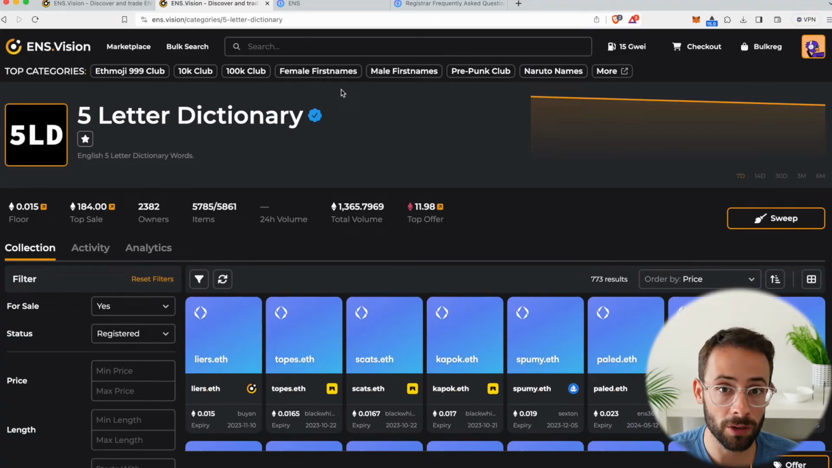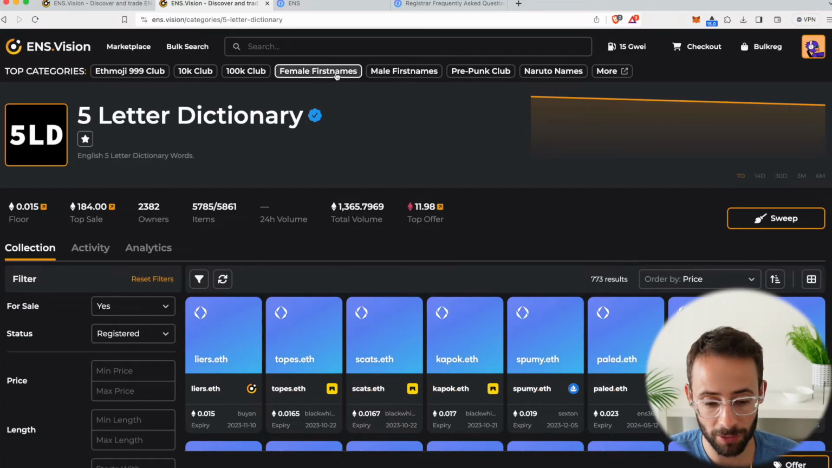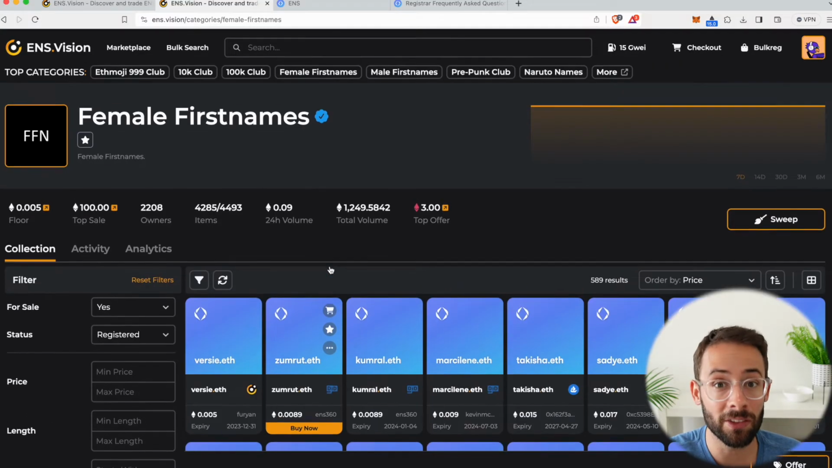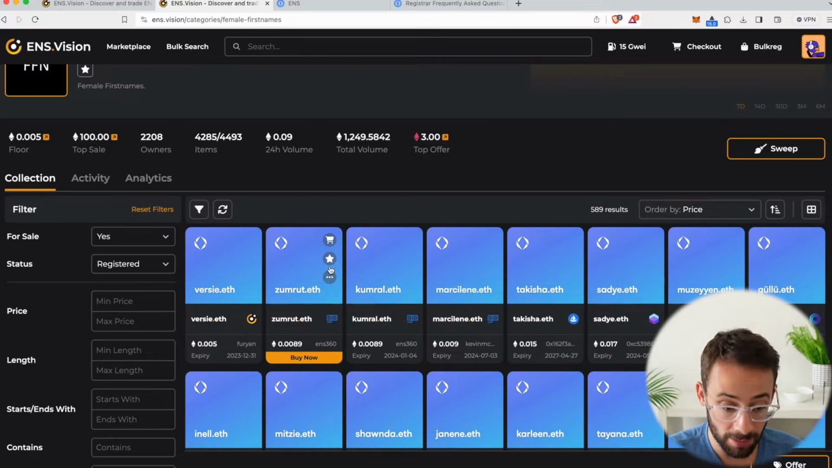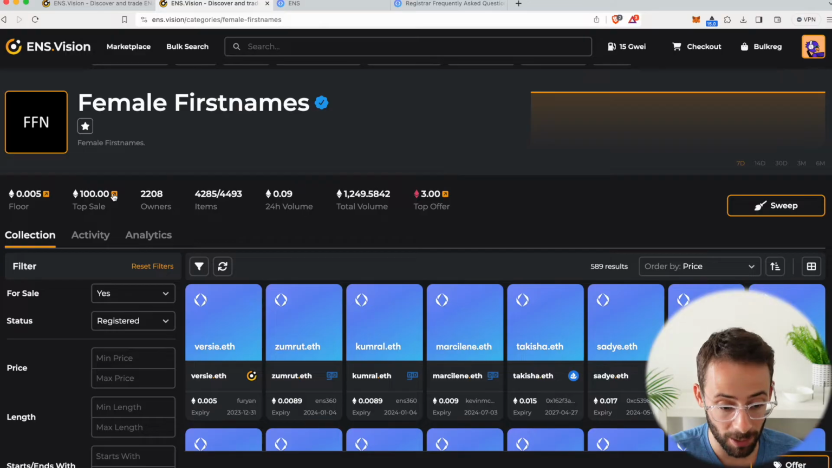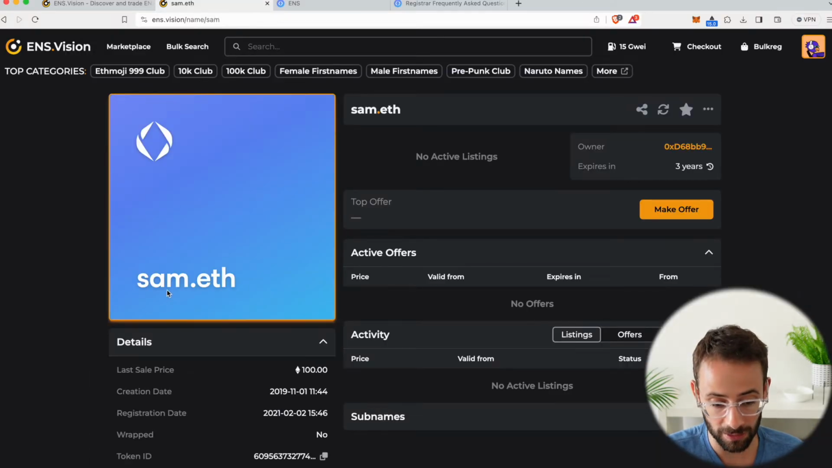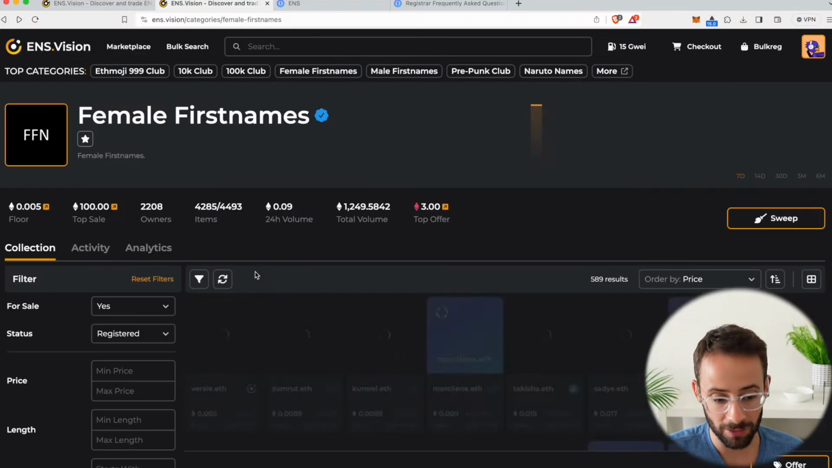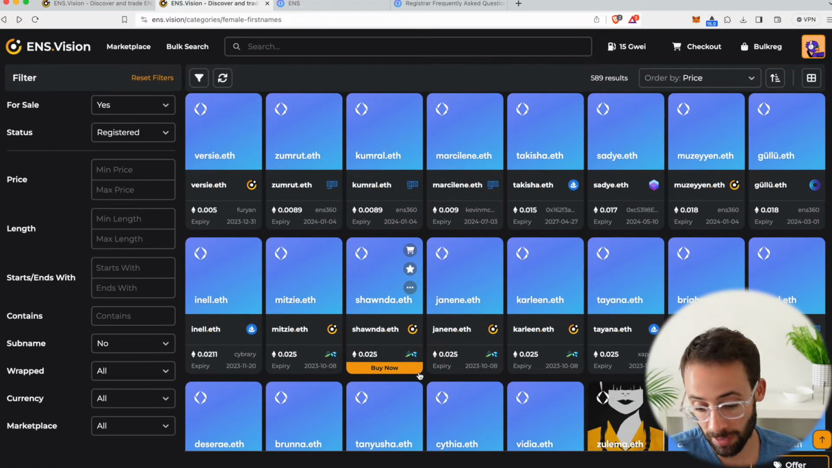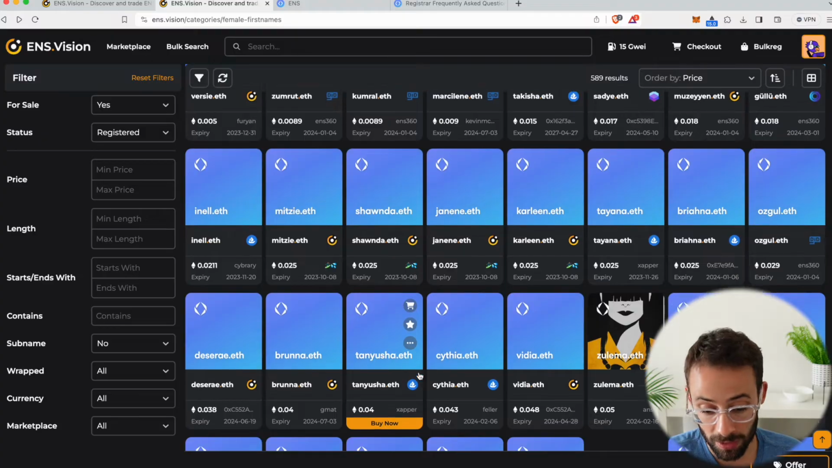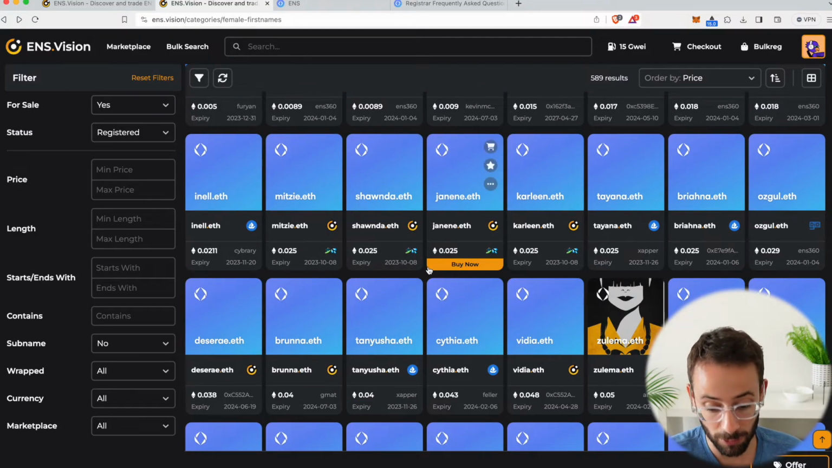Now, another really good one to focus on would be names. And up here, you can see a couple categories, female first names or male first names. And these are the type of NFTs that could be worth a lot of money if the right person comes along that wants to buy their first name. And you can see that the top sale was actually 100 ETH for Sam.eth. So if you buy the right name and that person actually is a crypto millionaire, then they might come around one day and want to buy their .eth for the right price.